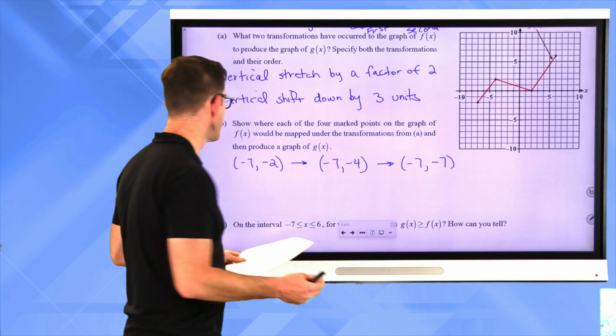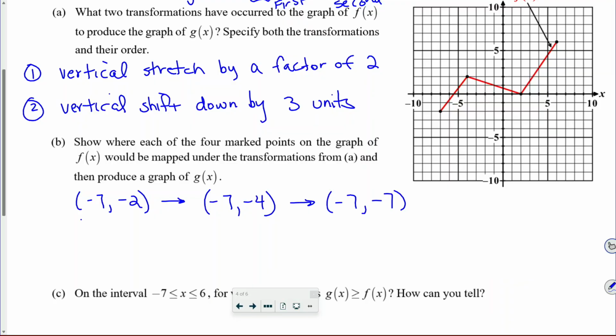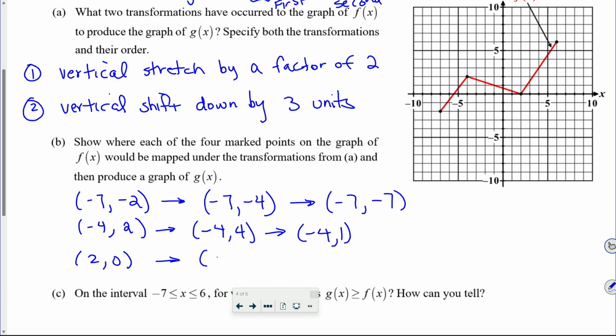All right, let's take a look at the rest of them. We have the point (-4, 2). That'll go to the point (-4, 4), and then that will become (-4, 1). We then have the point (2, 0). That one's sort of interesting because the original transformation, multiplying y by 2, doesn't move it anywhere. And then when I shift it down 3 units, it'll go to (2, -3).